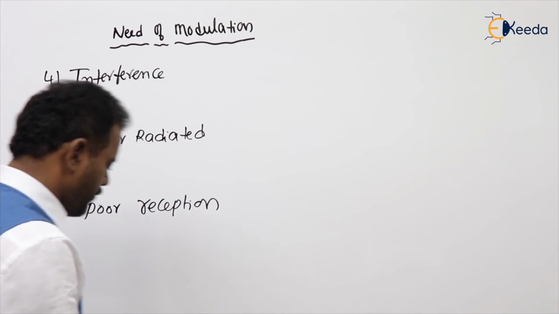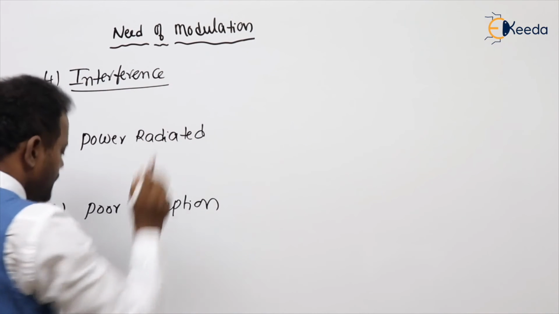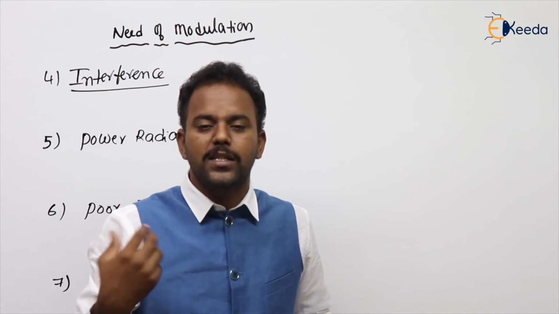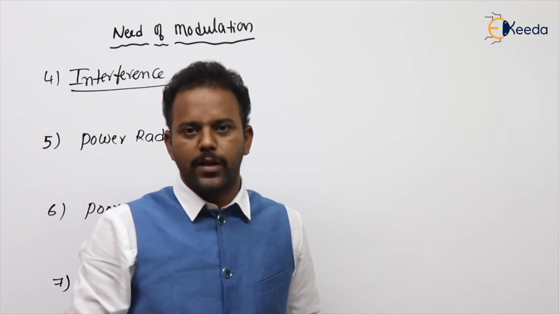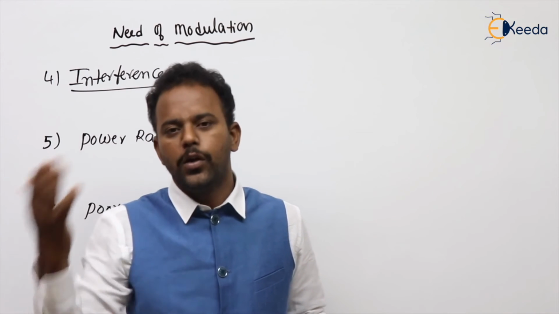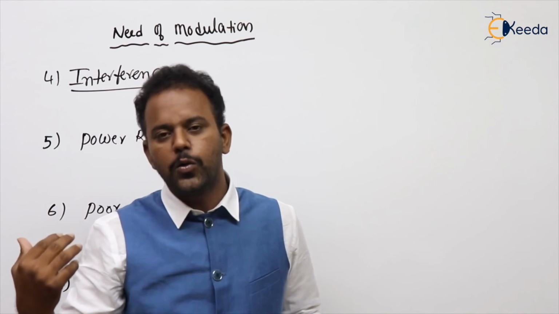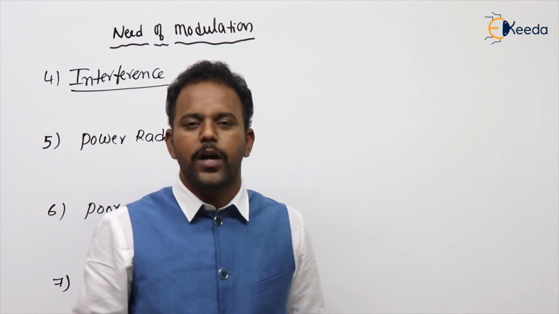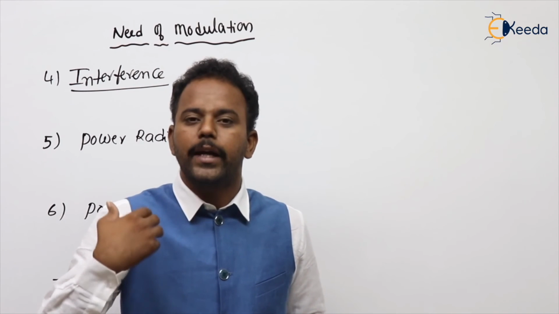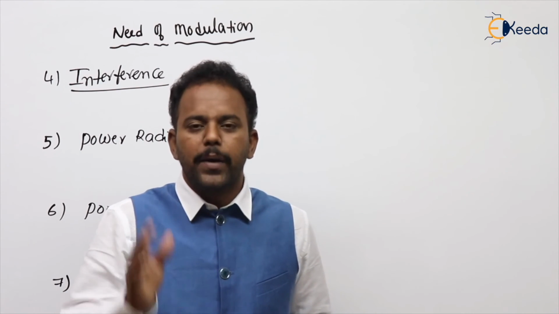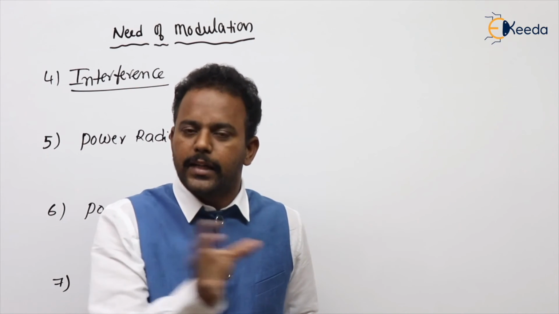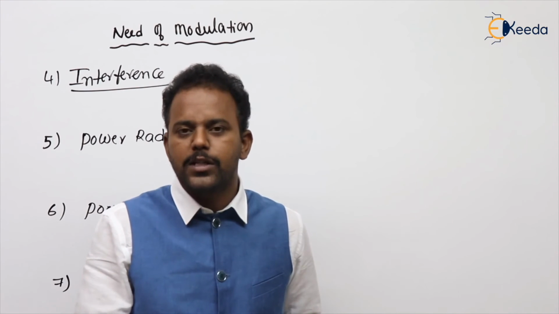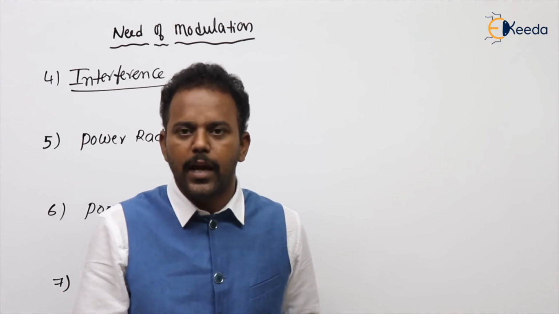Fourth point is interference. What is this interference, sir? For example, if two FM stations, means two base stations, are using the same carrier frequency, for example, the first station is using 2 MHz and the second station is also using 2 MHz, then interference will happen. So what we are doing by using modulation, we are making different carrier frequencies. Because of different carrier frequencies, that interference can be avoided. Using different carrier frequencies means we are taking the help of modulation.